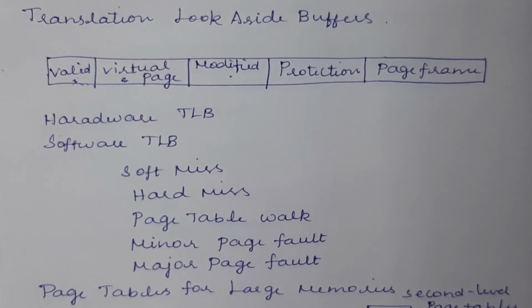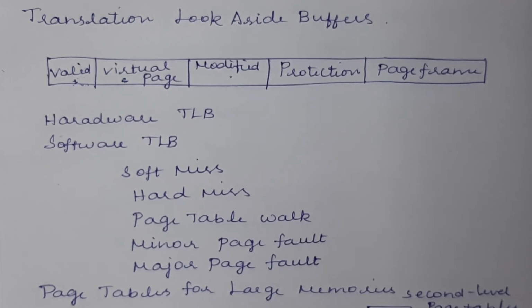Under this software TLB, it is not a kind of hardware, which means we have not embedded this TLB concept in the memory management unit. We are providing the entire control to the operating system itself. The operating system should take care: if the page is not available in TLB, then it has to check with the main memory, and afterwards it will transfer that particular page into the TLB for further execution. So this is the difference between the hardware TLB and the software TLB.